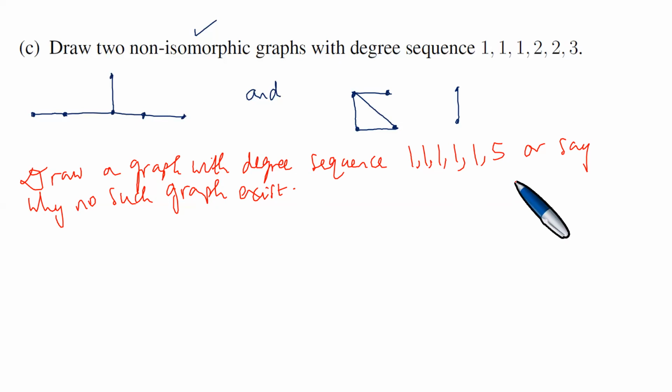Now, can this be constructed? Let's see. You must have one vertex of degree 5. This vertex must have degree 5. Then we have the other vertices of degree 1, which are 5 of them. So it becomes possible to easily construct the graph. Yes, we are in a position to construct this graph.